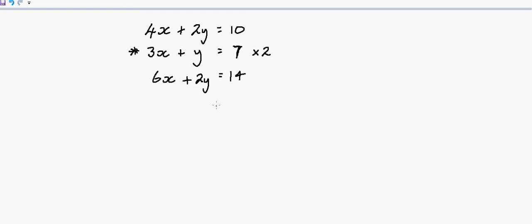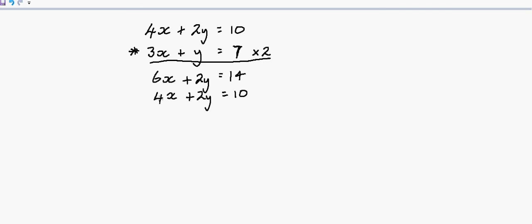Now I rewrite this first equation. So I have 4x plus 2y equals 10. Okay, so this equation, again, it still will work, but I've no interest in it because it's y and not 2y.